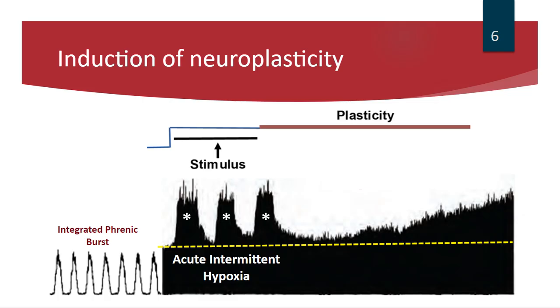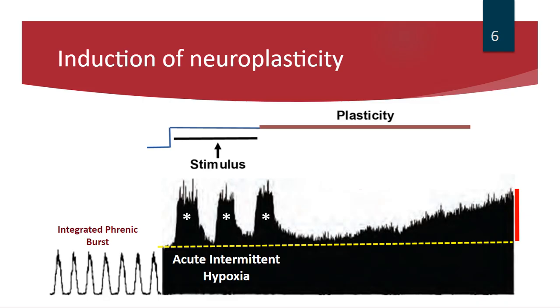So we decrease the oxygen level to our rats for a period of about 5 minutes. Then we cycle back to baseline conditions, and we repeat this 3 times. And this acute intermittent hypoxia is our stimulus by which neuroplasticity is induced. After the 3rd hypoxic episode, we return the rat to baseline conditions, and we record the neural output of the phrenic nerve for a period of 60 to 90 minutes. And as you can see in the example here, there is a progressive increase in the amplitude of that phrenic nerve signal over time.